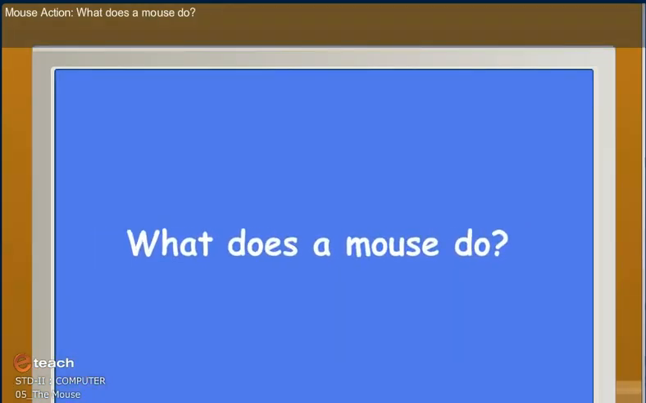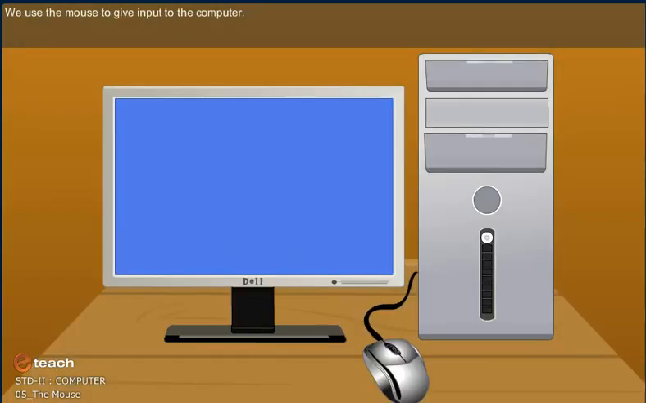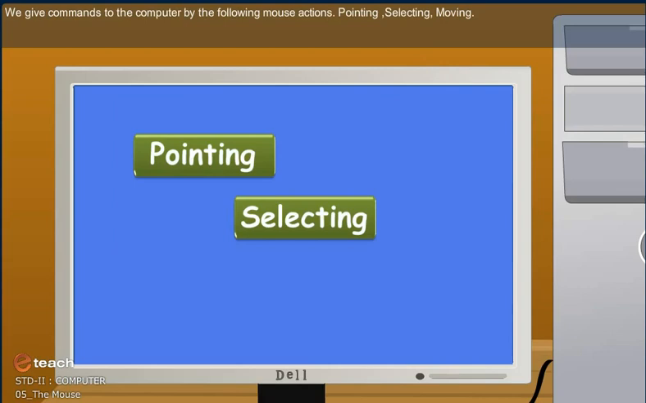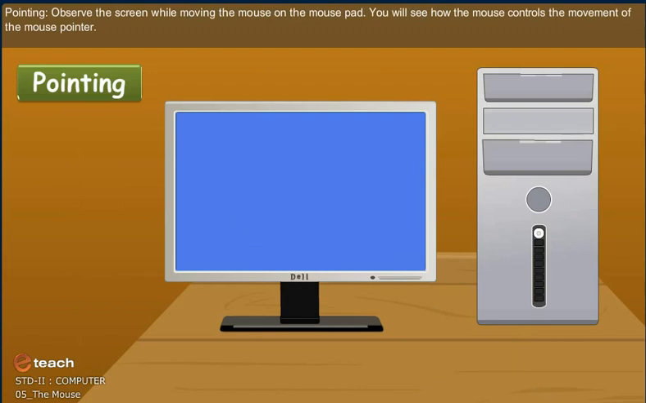Mouse action. What does a mouse do? We use the mouse to give input to the computer. We give commands to the computer by the following mouse actions: pointing, selecting, moving.